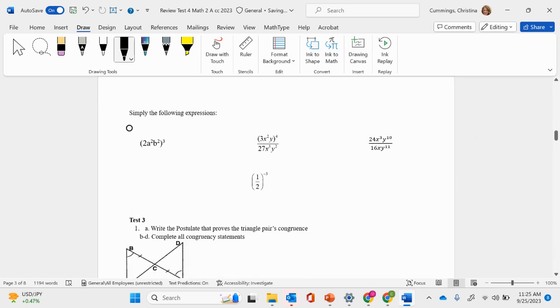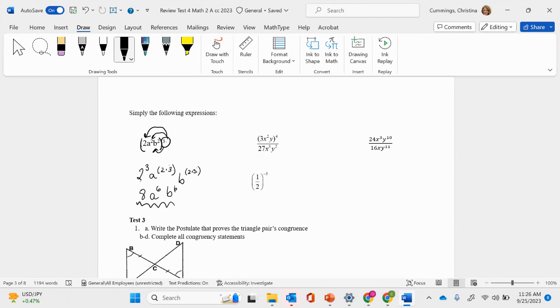Page 3. Here we have some exponents review. Guys, if the exponent is outside of parentheses, it applies to every single thing that's in the parentheses. So this is the same as 2 cubed, a cubed to the third, b squared to the third. When you take an exponent to another exponent, you multiply. 2 times 2 times 2 becomes 8. A, 2 times 3 is 6. B, 2 times 3 is 6. 8 a to the 6, b to the 6 is the answer.